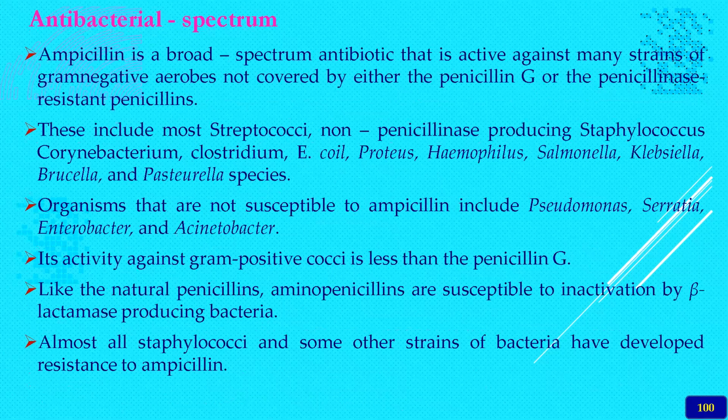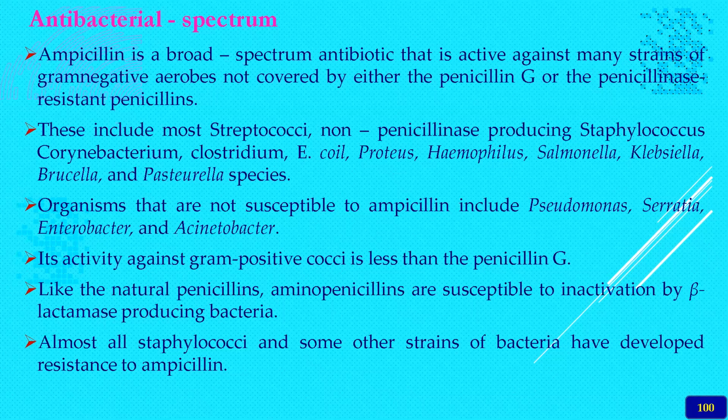Then the antibacterial spectrum. Ampicillin is a broad spectrum antibiotic that is active against many strains of the gram-negative aerobes not covered by either penicillin G or penicillinase resistant penicillins. These include most non-penicillinase producing Staphylococcus, then Corynebacterium, Clostridium, and also E. coli, Proteus, Haemophilus, Salmonella, then also Klebsiella, Brucella, and Pasteurella. So it has a very broad spectrum.